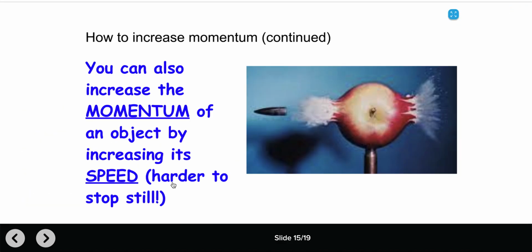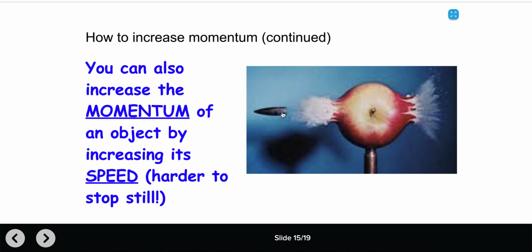Another way we can change momentum of an object is with speed. Changing the speed of anything is going to make it harder to stop. Just like a bullet, okay? I know this might be a little bit of an extreme example, but if you have a bullet that gets shot out of a gun, well, the only way we can stop it is if it hits something super, super hard, right? Something very dense, something that has much more mass and is much more solid, right?